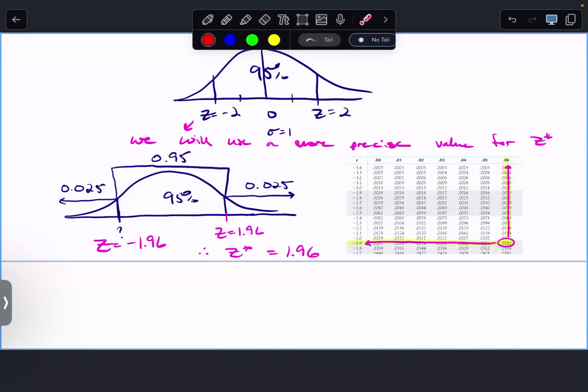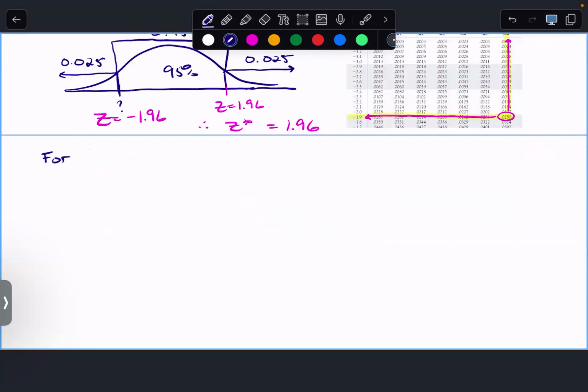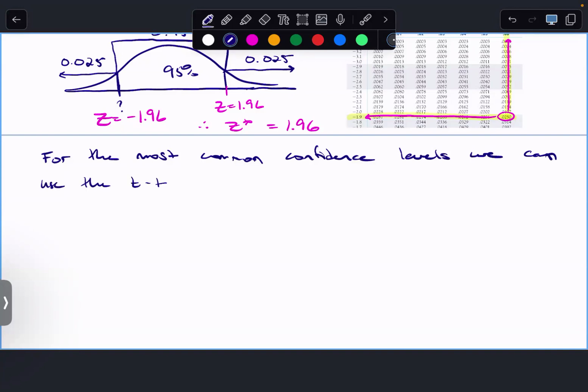Okay, now that you know how to do it the hard way, how about I show you how to do it the easy way? So that's where the new table today comes in. It's this one, it's single-sided, fun. So if you don't have one, you can come up and grab one, or I'll bring it up on here too. So for the most common confidence levels, we can use the t-table. So a new table, we can use the t-table to find Z star.